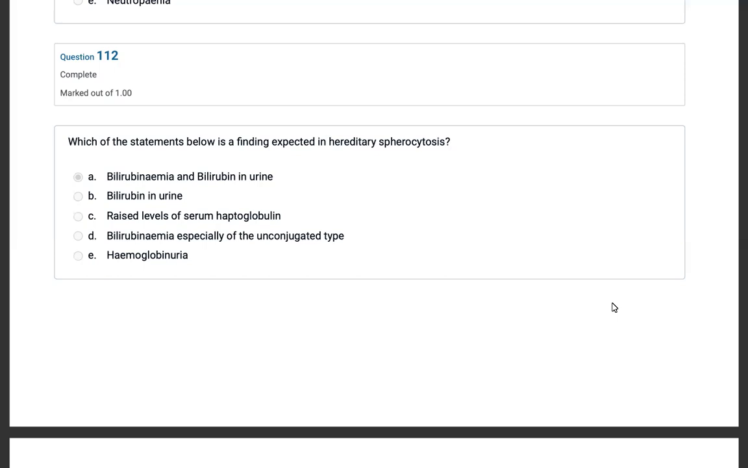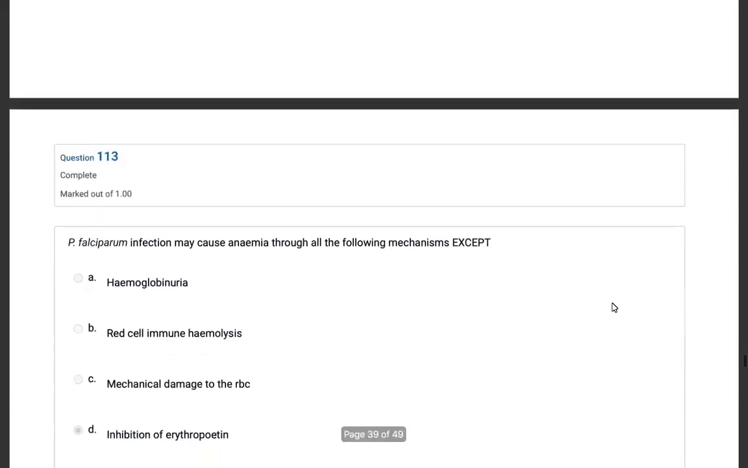So if you have splenomegaly, it's most likely, not always, but most likely, that you're dealing with an extravascular hemolysis. So hemoglobinuria will not fall here because hereditary spherocytosis is extravascular rather than intravascular. So the most correct answer will be bilirubinemia, but you're now dealing with the unconjugated type. Now, we can continue.